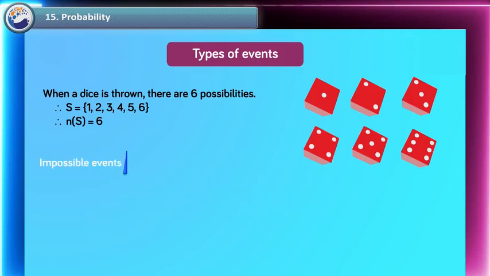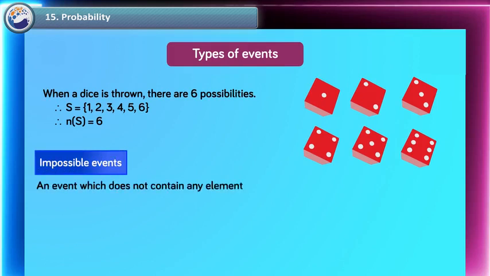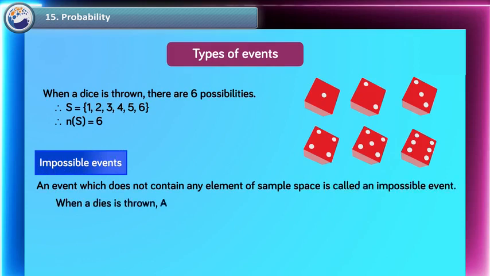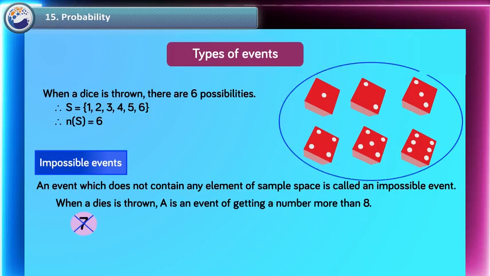Impossible events. An event which does not contain any element of sample space is called an impossible event. Example, when a dice is thrown, every time we throw a dice, we are going to get the numbers from 1 to 6. We will never get any number greater than 6, meaning we will never get a number greater than 8. Therefore, set A is empty. Therefore, it is an impossible event.